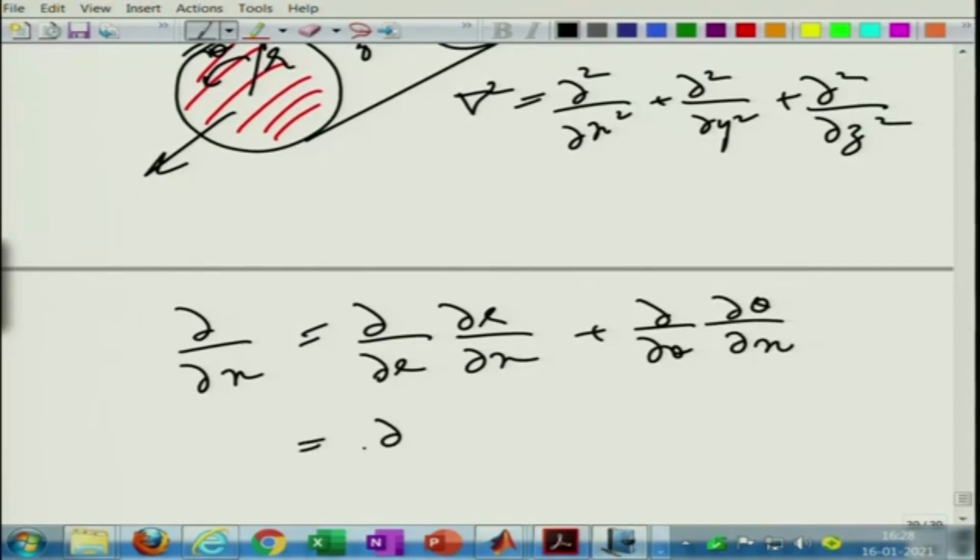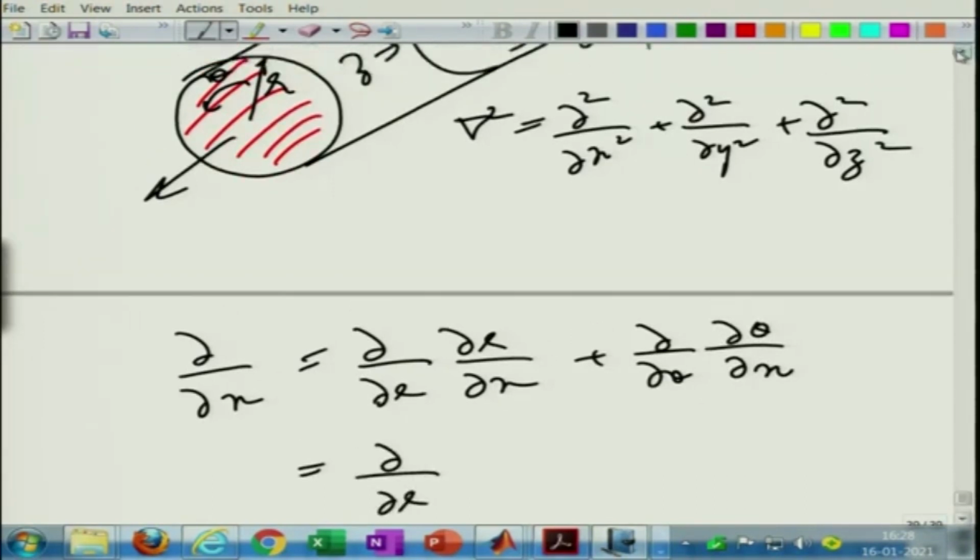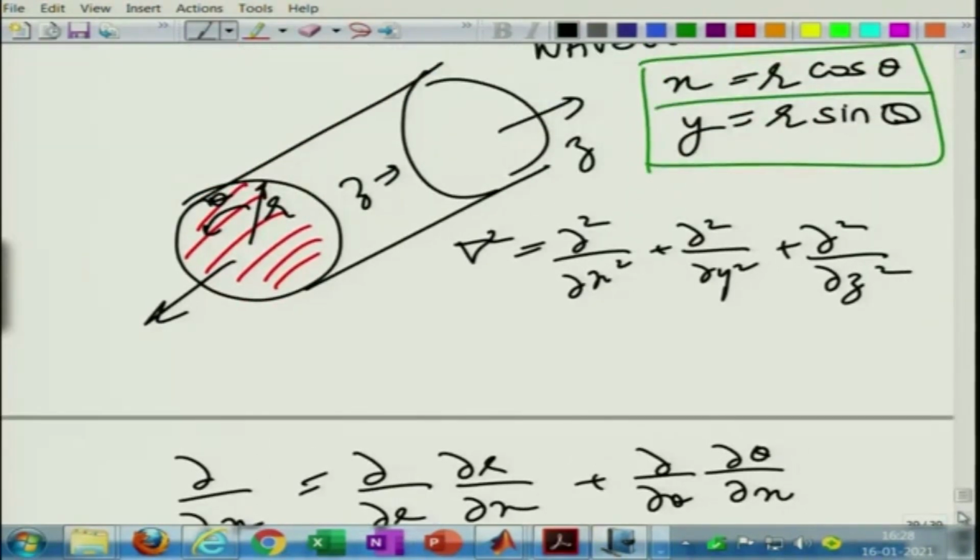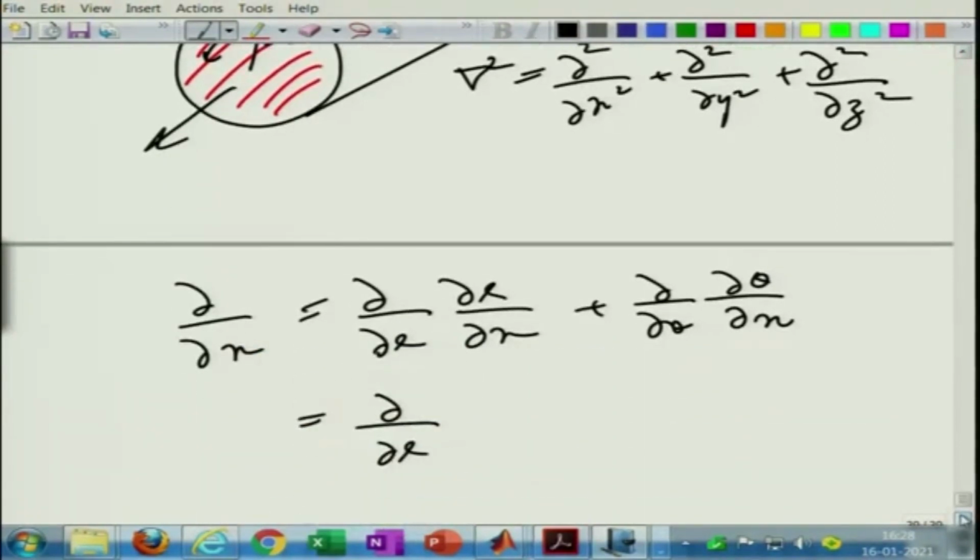So, from the previous relations, if you go up, we will see del r by del x. We can figure out from that relation, r square is equal to x square plus y square. So, you will get 2r is equal to 2x, and here of course you will have this. So, 2 will go away, and del r by del x will be x by r. X by r is nothing but cos theta.